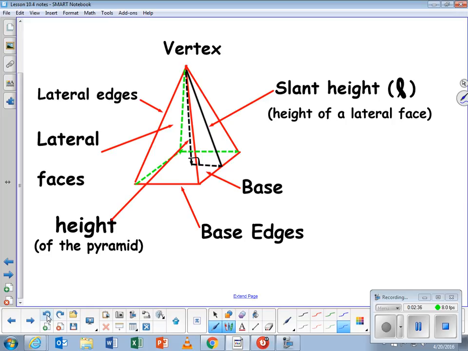And then slant height. Slant height is this length here that measures the height of a lateral face. So the slant height measures the height of a lateral face. So we took one lateral side, or lateral face, and we found the distance, a perpendicular line from the top of it to the baseline. Okay? And so I'll pause now, I'll let you finish copying that down.